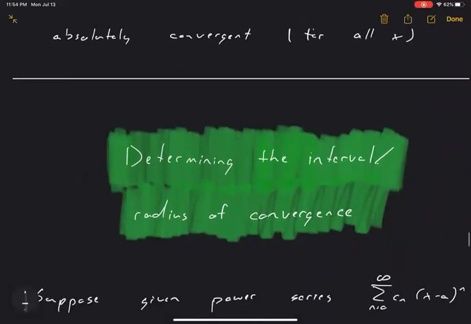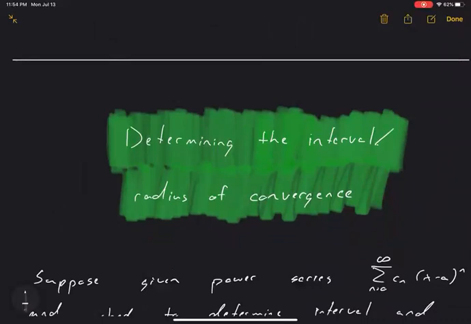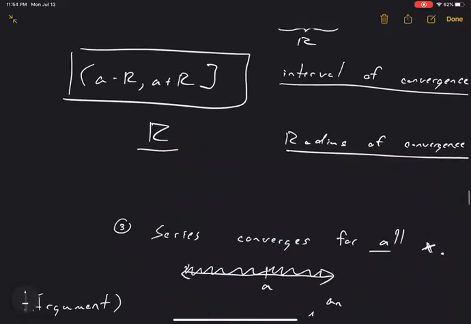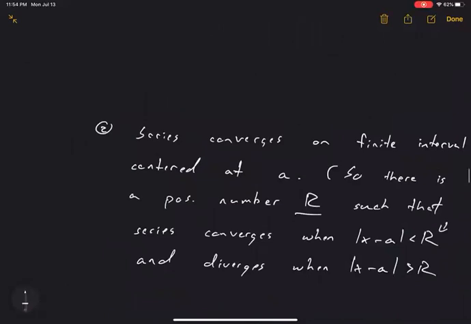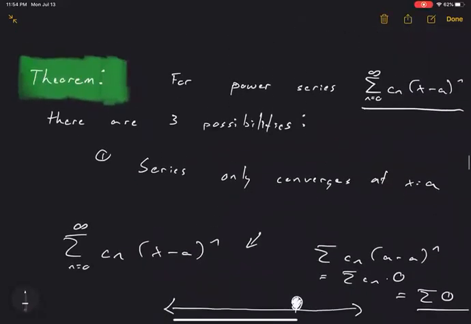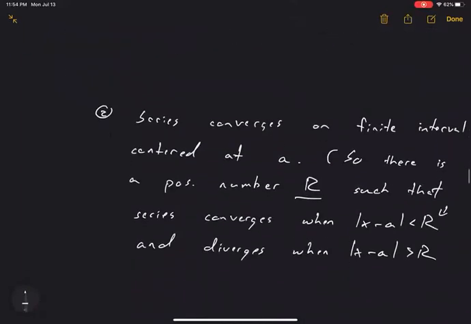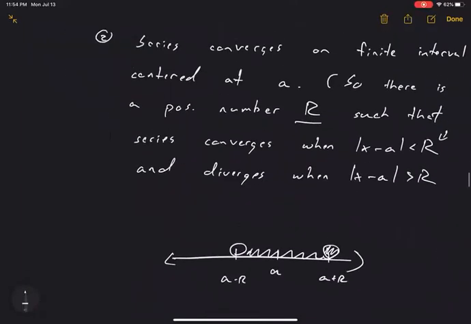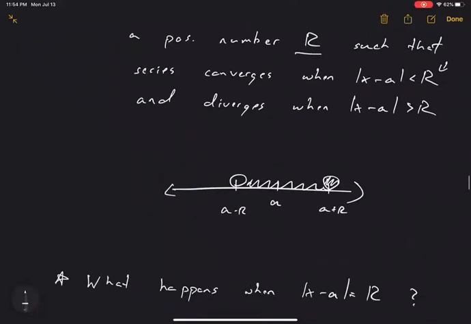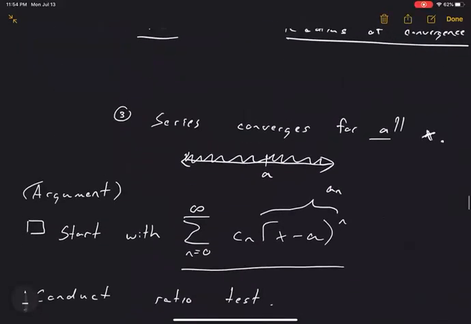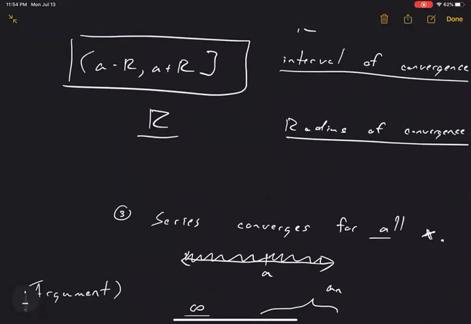If you don't want to parse that argument, just remember this theorem, okay? That there's only three possibilities for power series. Either it converges only at x equals a, it converges on a finite interval centered at a, or it converges everywhere.